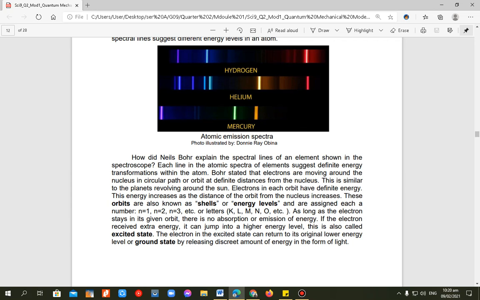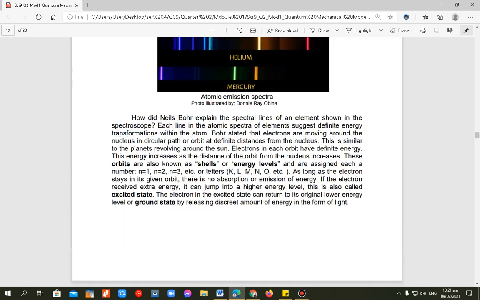Next is the electron in the excited state can return. Pwede siyang bumalik to its original lower energy level, the ground state, by releasing a discrete amount of energy in the form of light. Kapag nag-decrease naman siya or nagtanggal siya ng isang energy level, pwede siyang bumaba yung energy level natin. So from excited state, pwede siyang maging ground state. So, yun po sa energy levels.